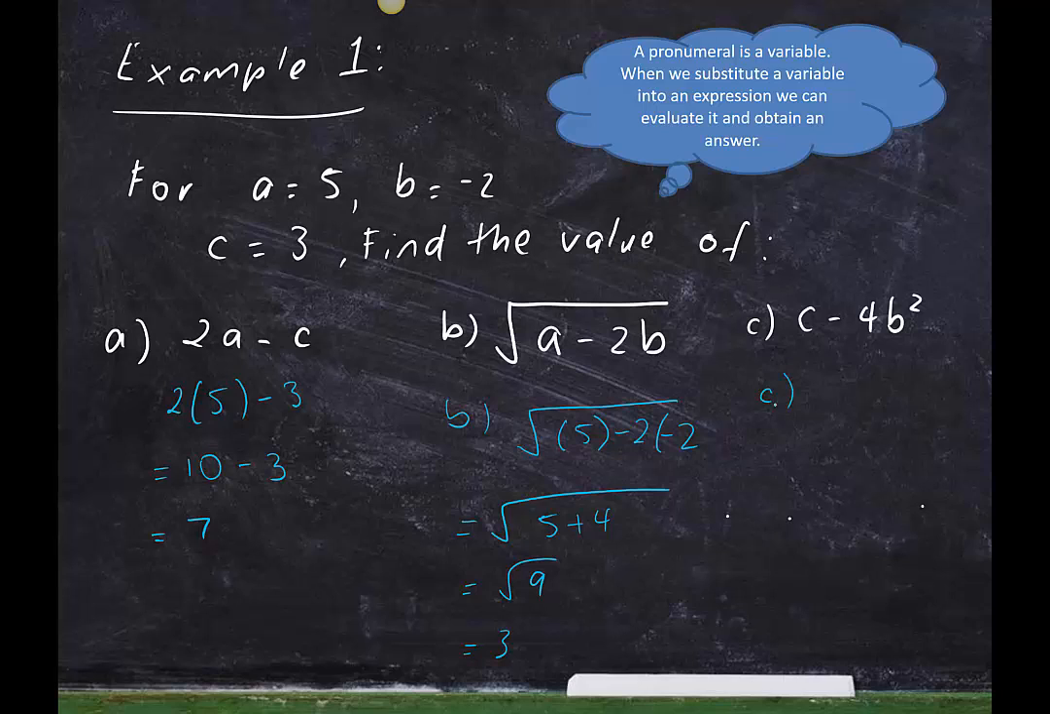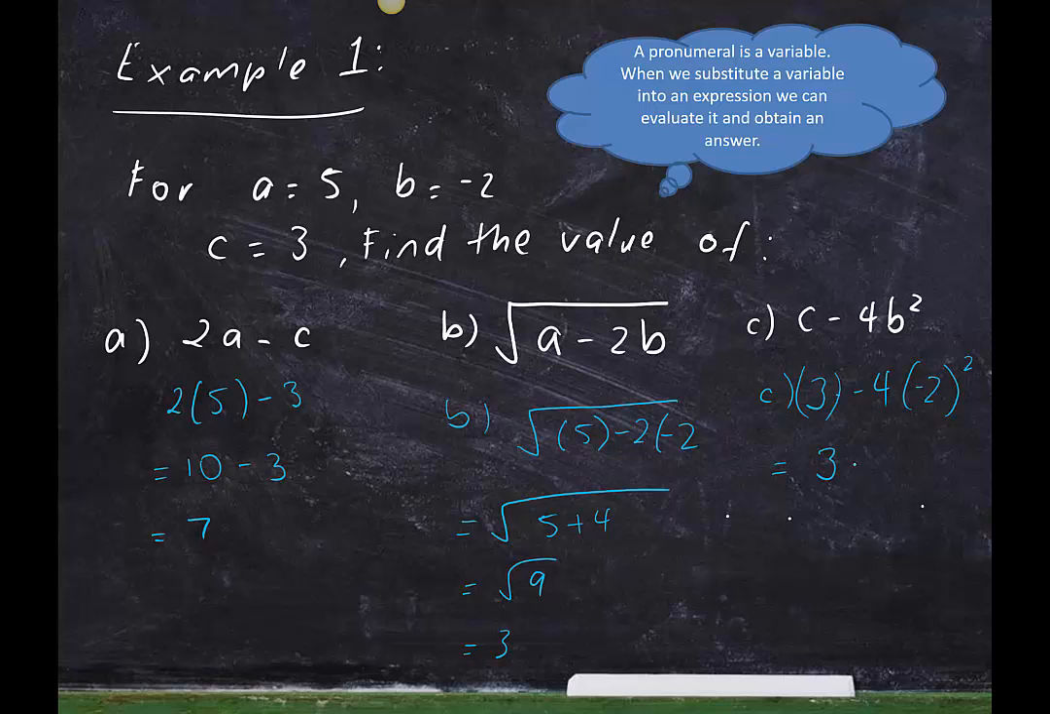C. Okay, so c is 3, and we'll put that in brackets. Minus 4, bracket, minus 2 squared. Now that squared is only the minus 2 we're squaring. We're not going 4 times minus 2 and then squaring our answer. So make sure you're using order of operation. If you're not sure, go online, watch something on order of operation.